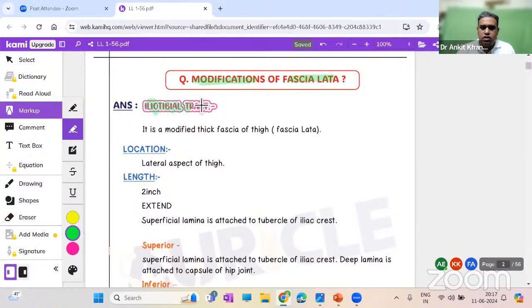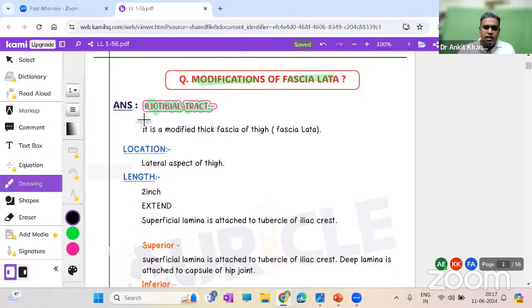This is the iliotibial tract. Now break down the name. There are two terms in this name, ilio and tibial. It means that it has attachment from the iliac crest, the anterior part, and goes down till the medial bone of the leg, that is the tibia. So it runs through the lateral aspect of the thigh. That is a modification of the deep fascia, fascia lata.